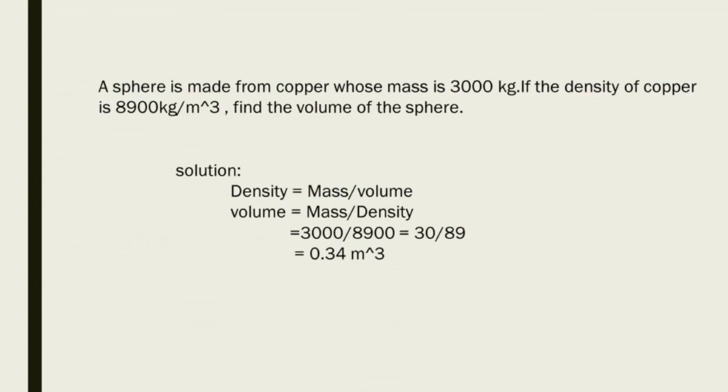Next, a sphere is made from copper whose mass is 3000 kilogram. If the density of copper is 8900 kilogram per meters cube, find the volume of the sphere. Density is equal to mass per volume. We need the volume, so take out the volume. Now the formula will be mass per density. So simply substitute the values: 3000 by 8900. Cancel out these two zeros. Now we will get 30 by 89. It will give the answer 0.34 meters cube.